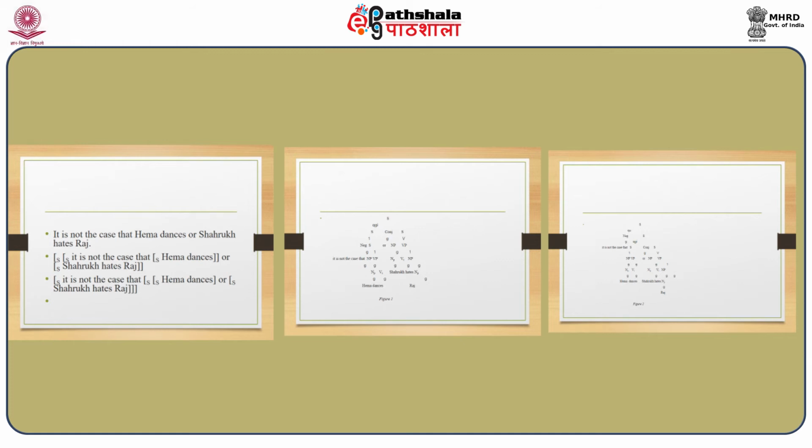Another possible structure is one where Hema dances or Shahrukh hates Raj are two sentences conjoined by the word or to form a unit that's a sentence, to which it is not the case that then applies, and you get a full sentence. So in tree notation, these can be represented as follows. Here's what you see. The two possible trees for these two sentences look like what you see on the figure right now.